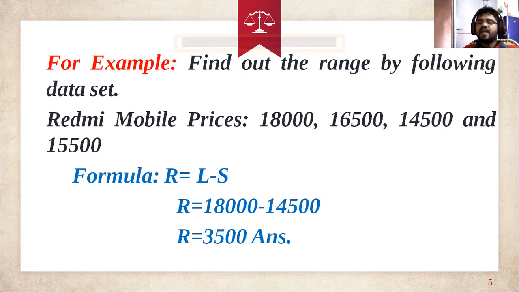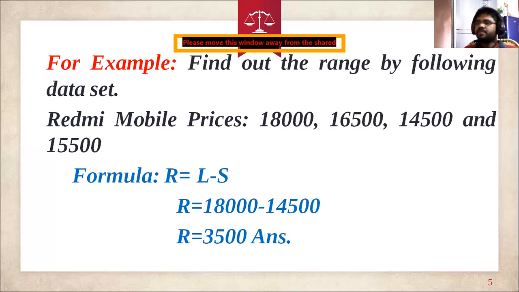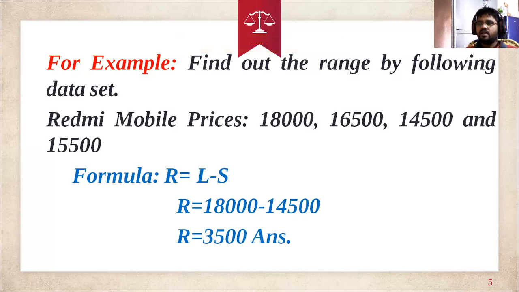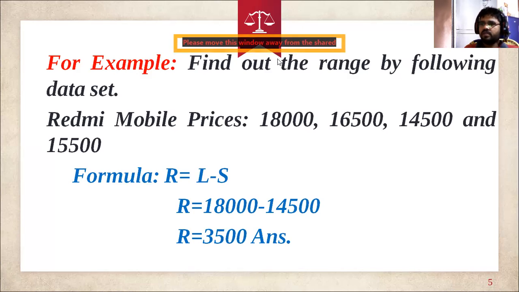So if the range is very high, it means that there is huge variation, huge variability, huge dispersion among the mobile prices. For example, if you take Samsung mobile prices, if you want to purchase a 1,000 rupees mobile, it may be available in the market. If you want to purchase by paying 30,000, 40,000, that may be available too. It means that there is a huge variation between the mobile prices. Okay. Have you got the point, or do I still need to explain anything? I hope you understood. Yes, sir.